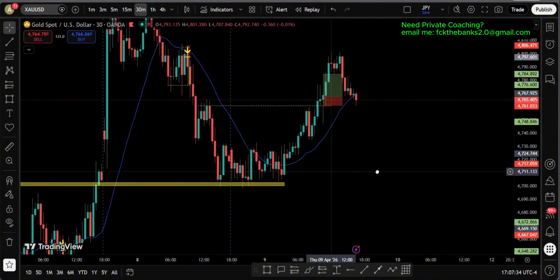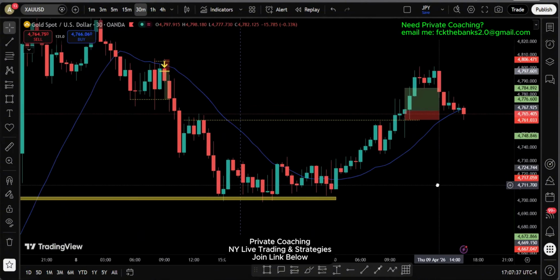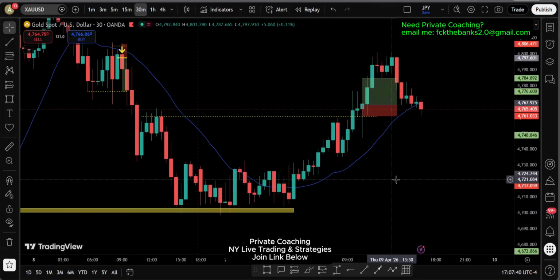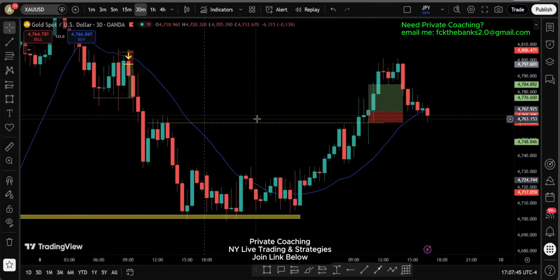So when I got into today's session during the New York session, because I trade during the New York session, I knew that gold was now trending up.